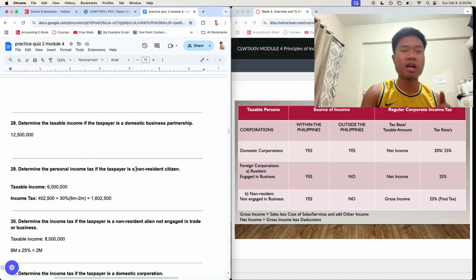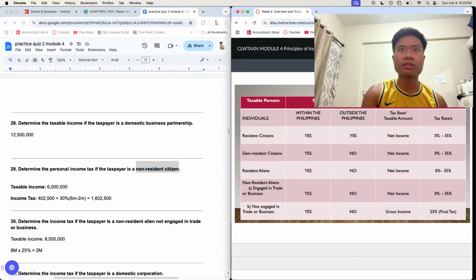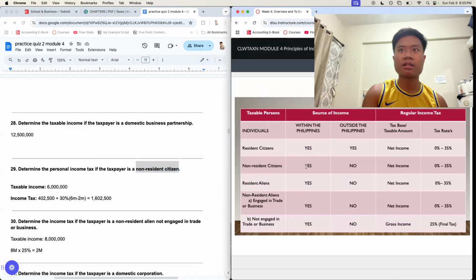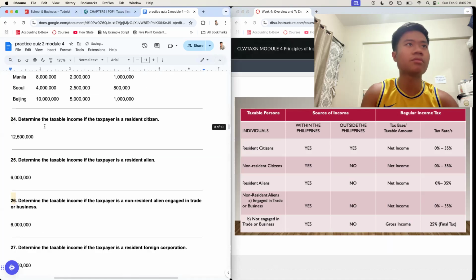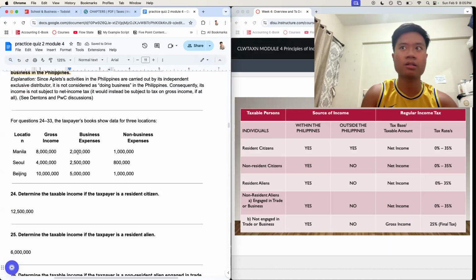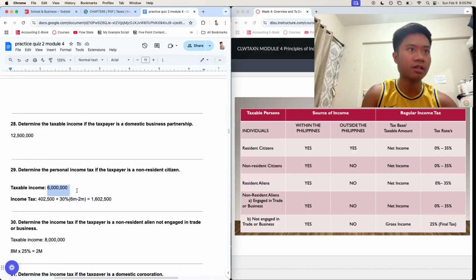So as always, check what it's asking for. It's asking for a non-resident citizen, a Filipino who doesn't live in the Philippines. If you look at the table, the non-resident citizen, source of income within the Philippines, yes. Outside the Philippines, no. Net income, graduated rate. So first, let's find the taxable income. The taxable income is net income. So we want to find the net income that is only within the Philippines. We do that by getting 8 million minus 2 million, which will give us 6 million in taxable income.